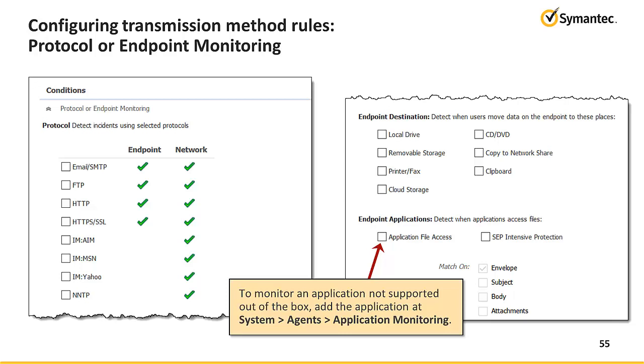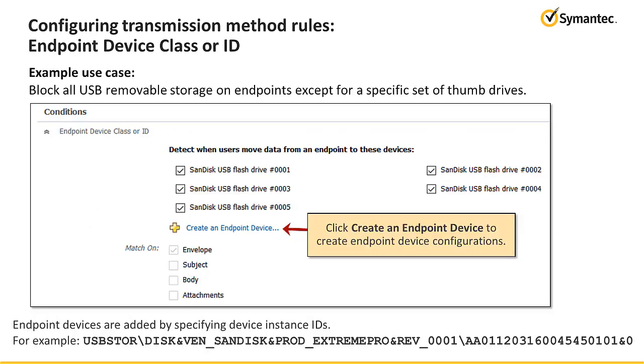Lastly, you can leverage application reputation information that's provided by Symantec Endpoint Protection to dynamically monitor applications and prevent potentially harmful programs from accessing sensitive files on the endpoint. This capability, called SEP Intensive Protection, is covered in more detail in the Enhancing Data Loss Prevention with Integrations module of this course.